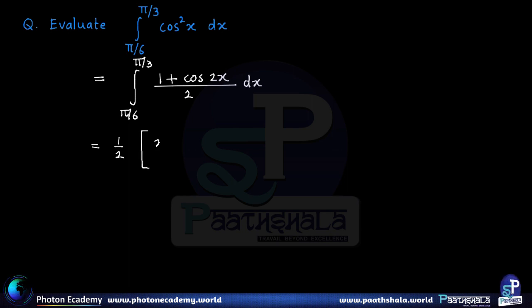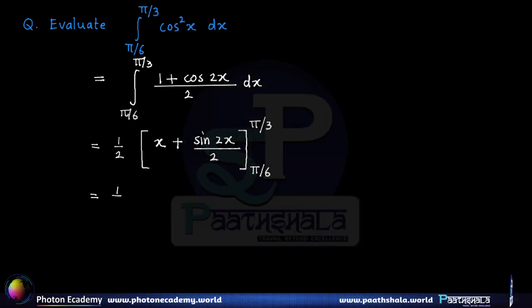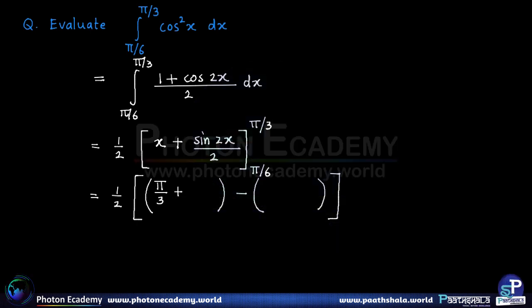Now the integral of 1 is x, and the integral of cos 2x will be sin 2x upon 2, because the coefficient of x is 2, and this integral is to be evaluated between pi by 6 to pi by 3. So that gives us 1 by 2. Now we have the upper limit substituted minus lower limit substituted. Now when we put x as pi by 3, we have pi by 3 plus, now sine of 2 into pi by 3, that is sine of 2 pi by 3.